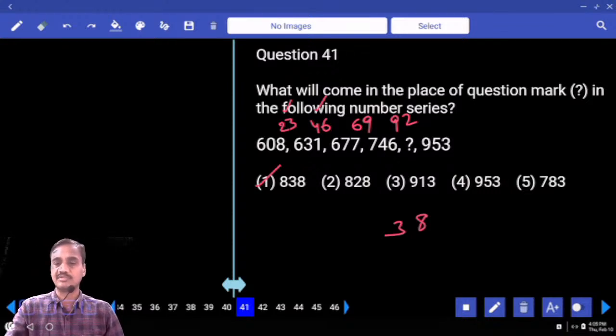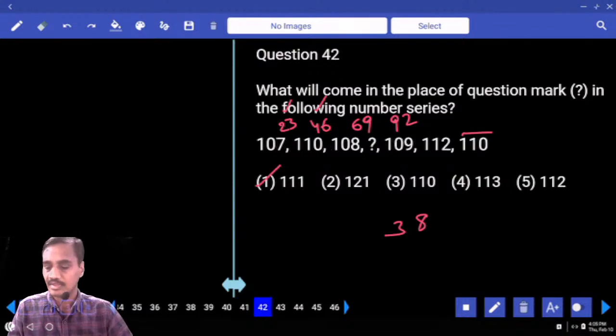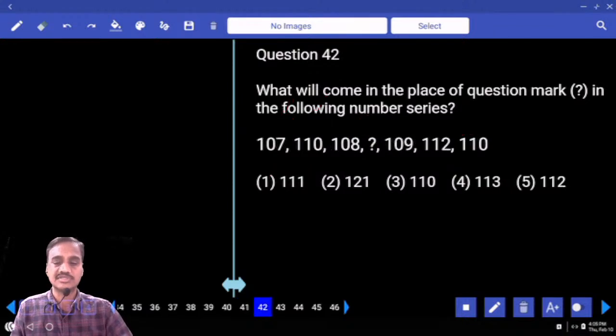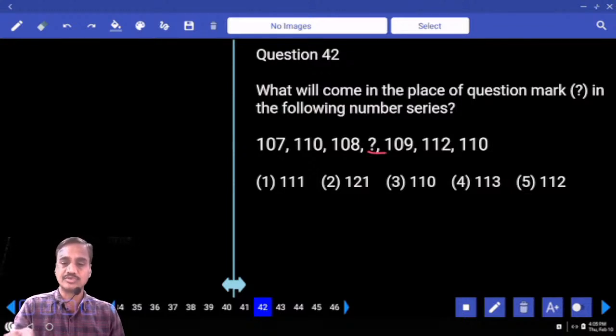The differences between the numbers are multiples of 23: 23 into 1, 23 into 2, 23 into 3, and so on. Then the next one, 42: 107, 110, 108. Tell me how many numbers there are, including the blank: 1, 2, 3, 4, 5, 6, 7. The series itself is a longer series, and at the same time numbers are increasing and decreasing.